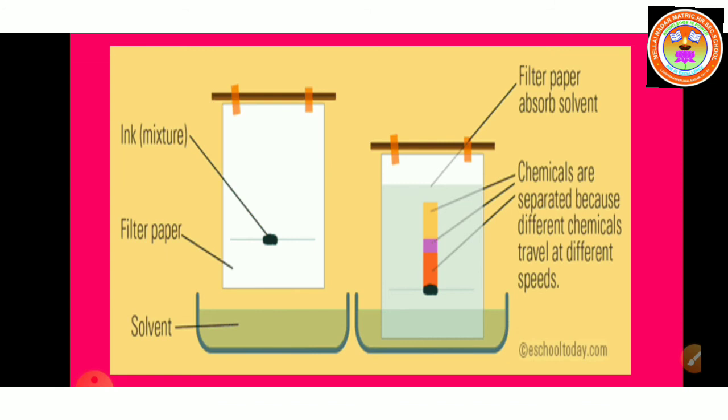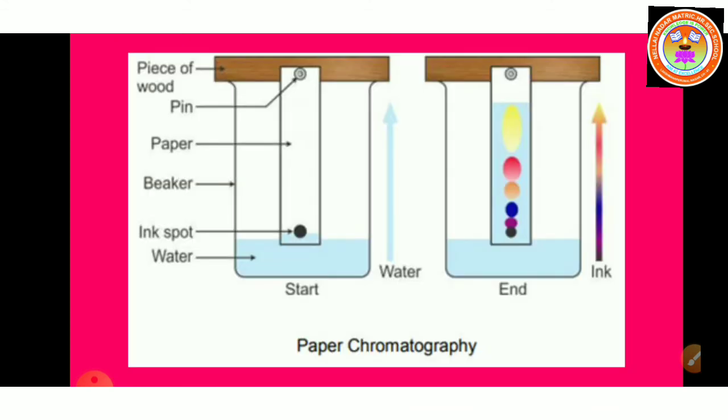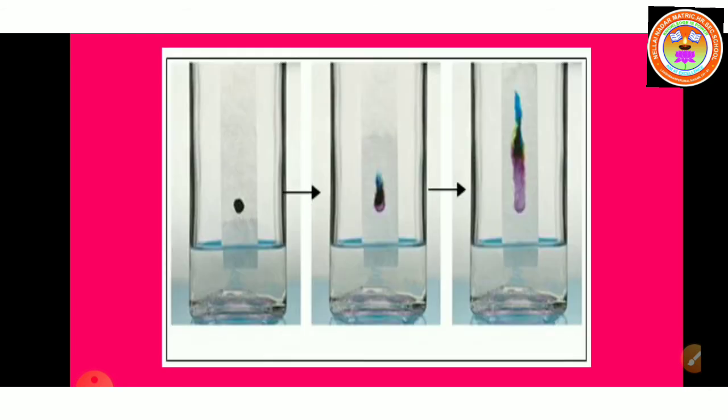The black ink separates into its constituent dyes. As the solvent moves up the paper, the dyes are carried with it and begin to separate. They separate because they have different solubilities in the solvent and are adsorbed to different extents by the chromatography paper. The chromatogram shows that the black ink contains 3 dyes.